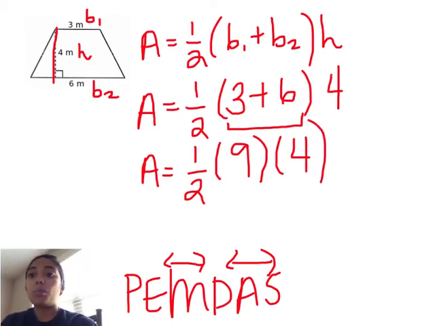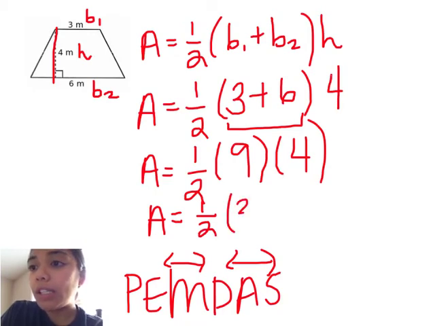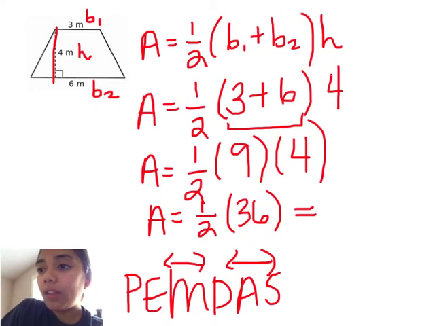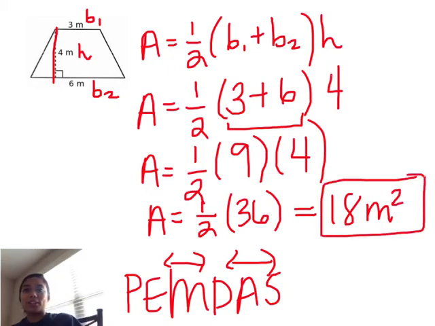Now again, this is all multiplying: 1/2 times 9 times 4. So I can do whichever one I want to do now. I'm going to go ahead and do 9 times 4, which is 36. What is half of 36? 18. So 18 square meters is my answer.